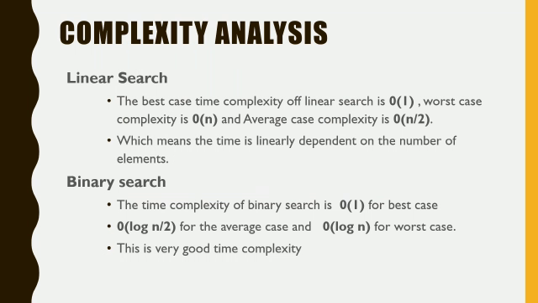Now we will see the different complexities of linear search and binary search. Firstly, the complexity of linear search. The best case complexity of linear search is big O of 1, worst case complexity is big O of n, and average case complexity is big O of n by 2. The complexity mainly depends on the number of comparisons.